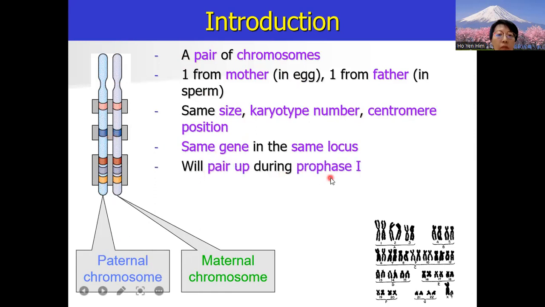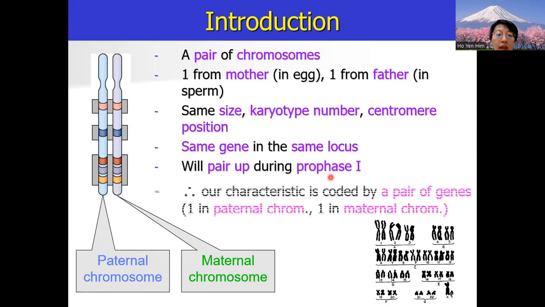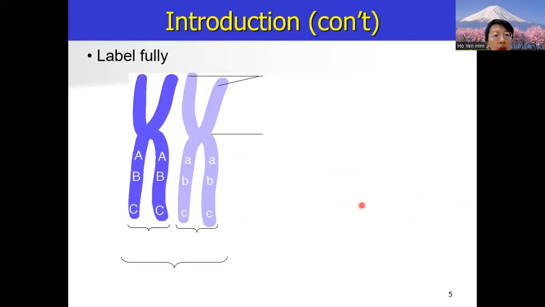They will pair up during prophase 1 to form the bivalent. So therefore, our characteristic will always be coded by at least a pair of genes. Because if you say eye color, we must have these 2 genes that code for eye color, isn't it? One gene will be found in the paternal chromosome, one gene in the maternal chromosome. Therefore, a pair of genes and therefore a pair of alleles. So label fully, please label this into your PowerPoint notes.